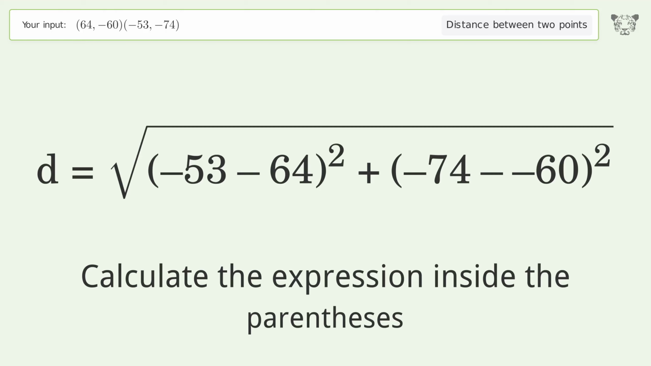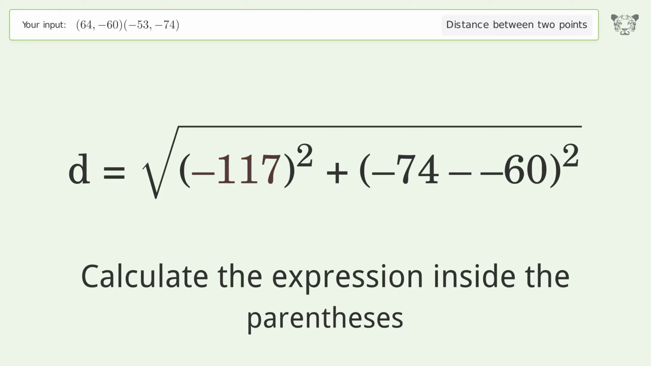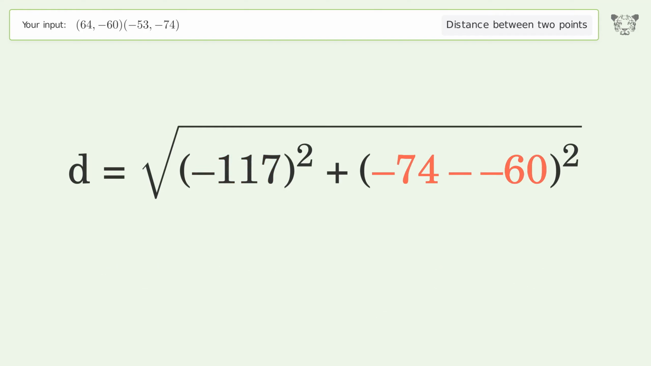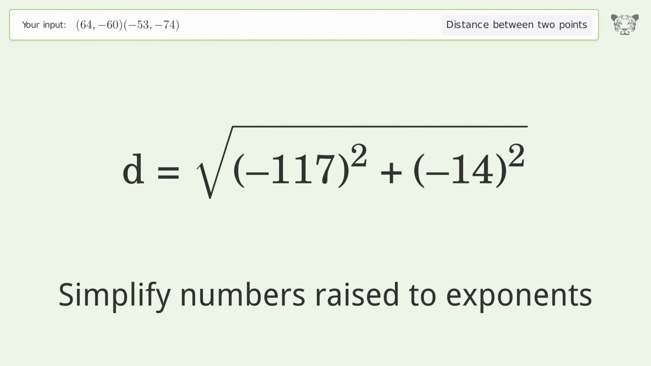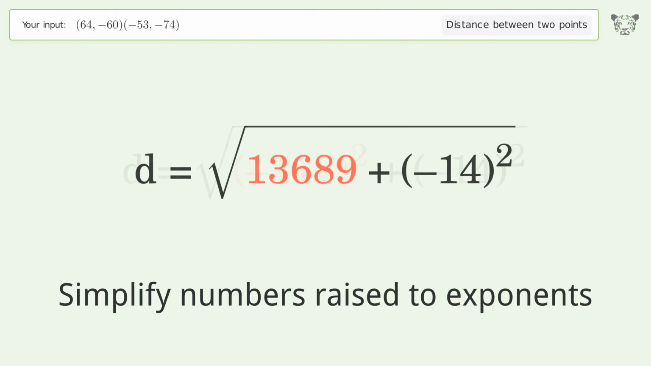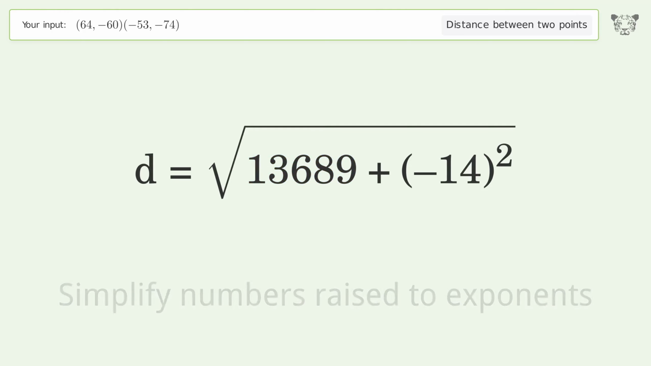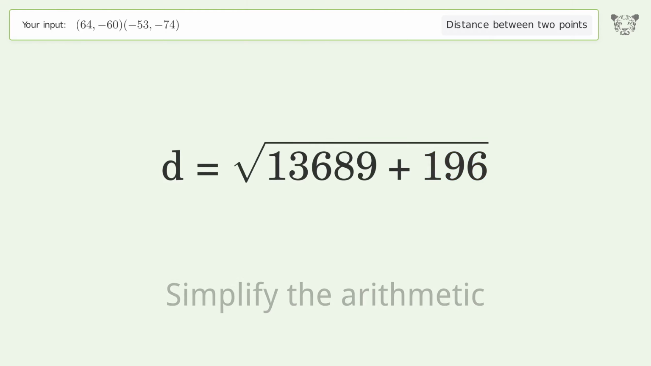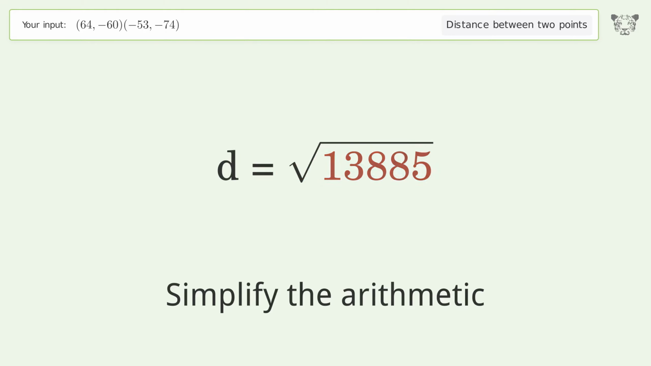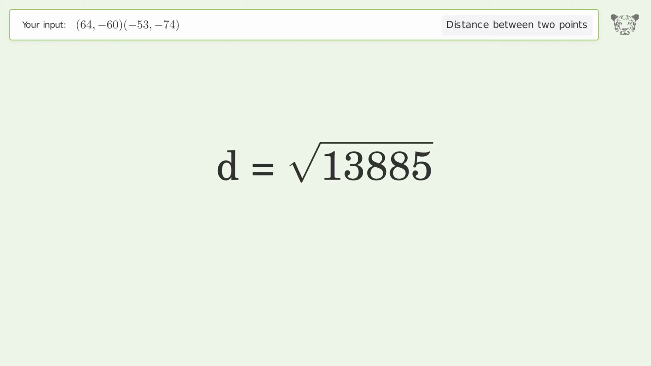Calculate the expression inside the parentheses. Simplify numbers raised to exponents. Simplify the arithmetic. And so the distance between the 2 points is the square root of 13,885 or 117.835.